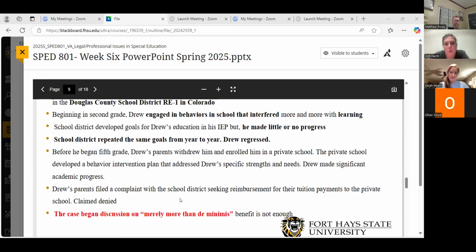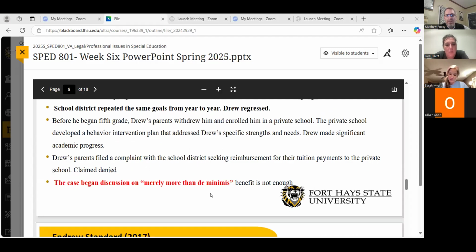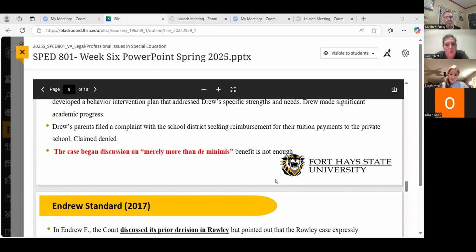Drew's parents filed a complaint with the school district seeking reimbursement for their tuition payments to the private school. Okay, they're going back now, blaming the public school. They're wanting to get money to help pay for that tuition. The case basically began a discussion on "merely more than de minimis," which is not enough benefit.